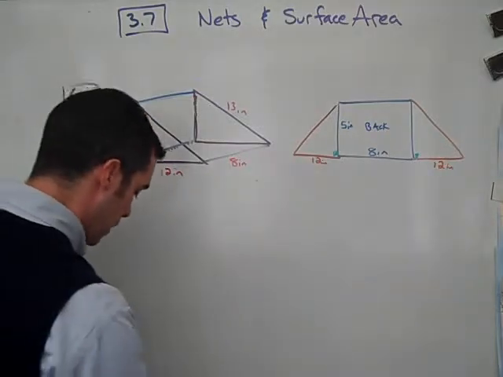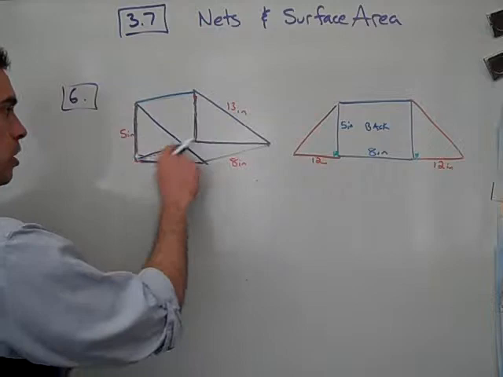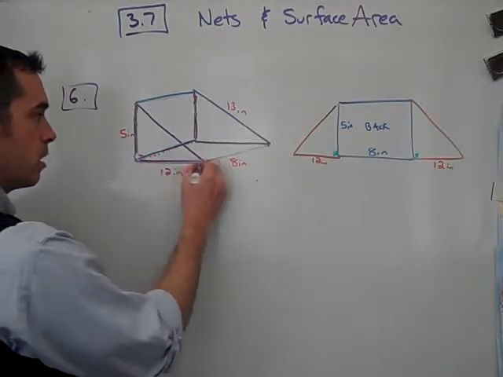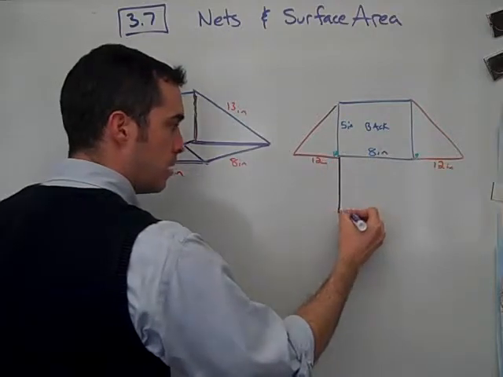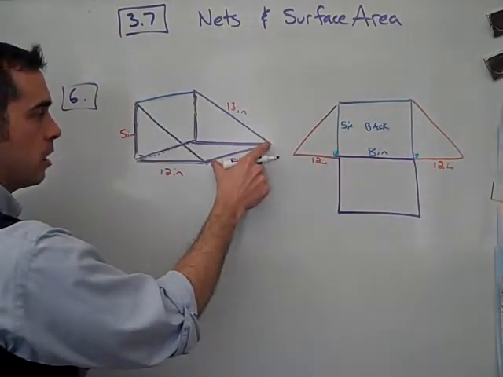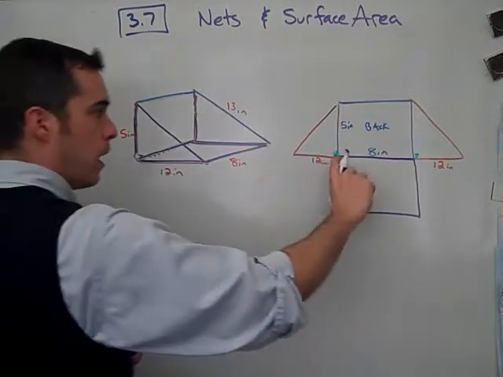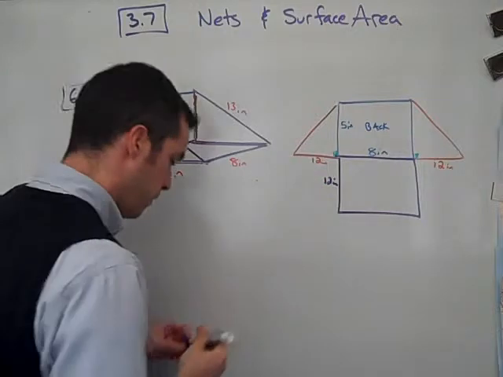Next, I'll go ahead and get this bottom piece. There's an edge shared on the bottom piece here. So I'll draw that on the adjoining edge. That is 8 inches long and 12 inches wide. So I'm going to draw my 12 inches there. So I have my 8 by 12.